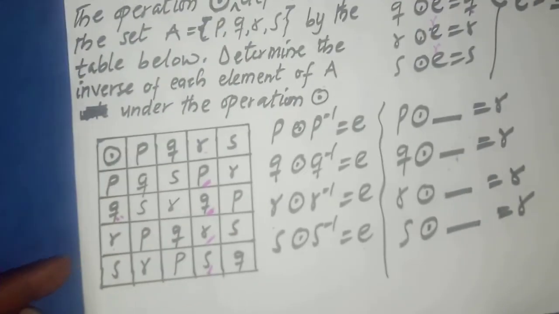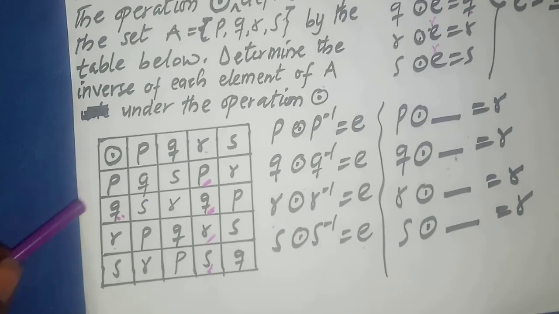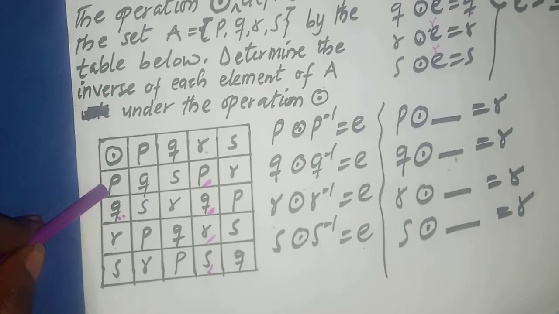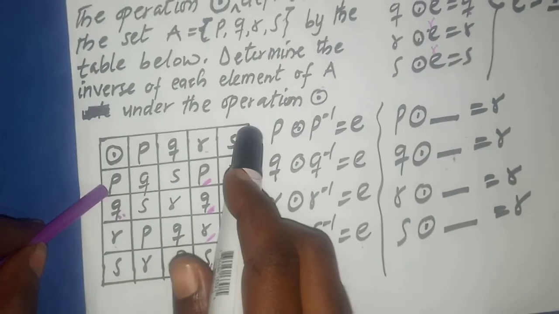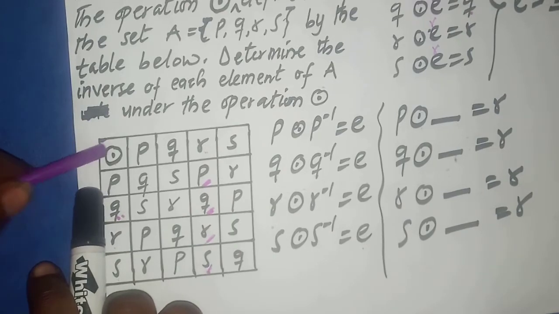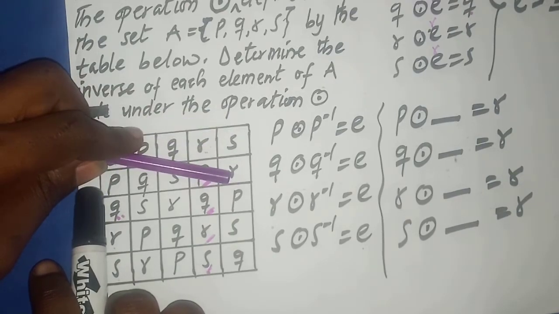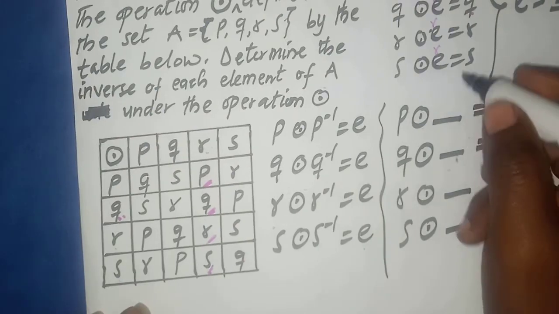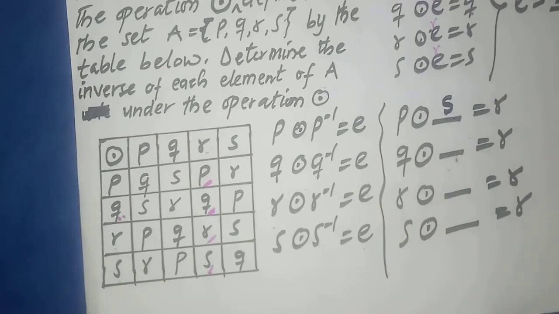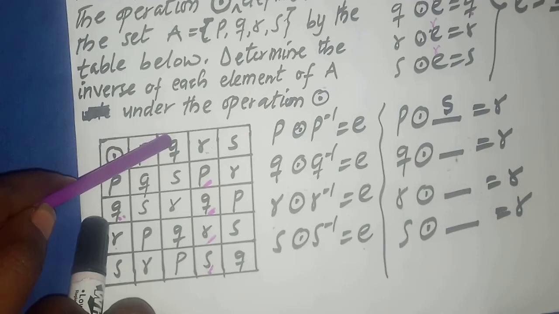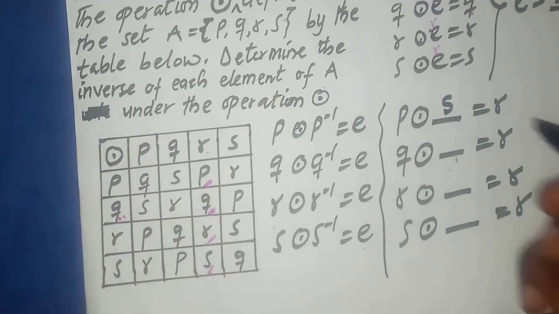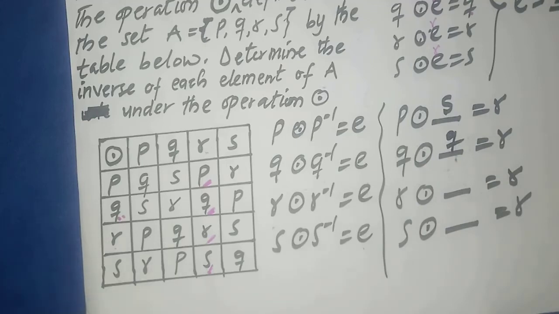So when you come to the table, you have P over here. P operation S will give us R. When you come to Q, I have my Q over here. Operation what will give us R? Q operation Q will give us R.